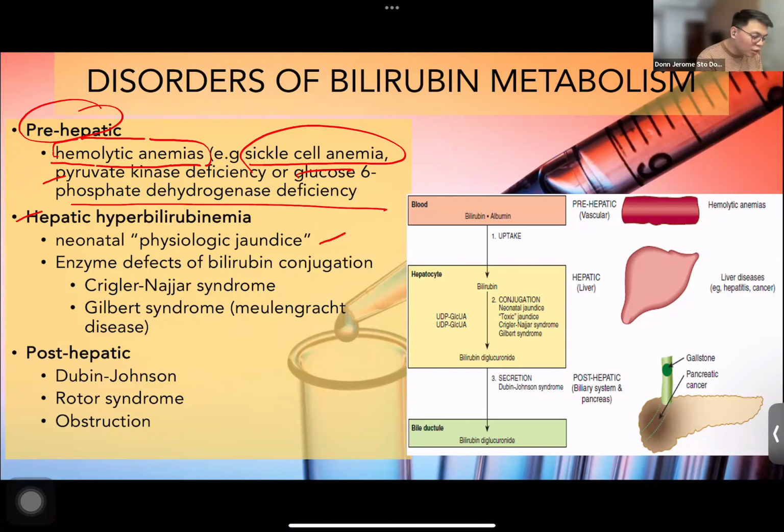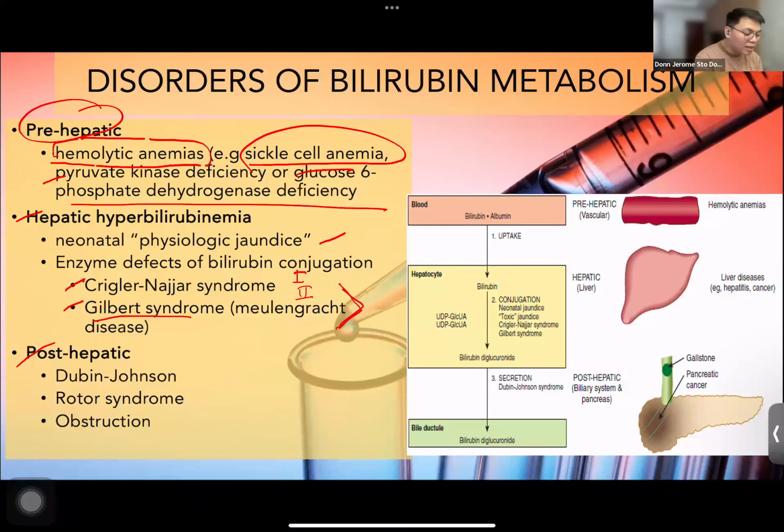In hepatic hyperbilirubinemia, the problem is in the liver. It can be due to neonatal or physiologic jaundice or inherited conditions of the enzymes that conjugate the bilirubin. Yung UDP glucuronyl transferase. Ito pong mga condition na ito: Crigler-Najjar has two types, type 1 and type 2. Gilbert syndrome also affects UDP glucuronyl transferase. So what type of hyperbilirubinemia would elevate in these two conditions? Unconjugated pa din. Kasi the problem is in the enzyme that conjugates your bilirubin.